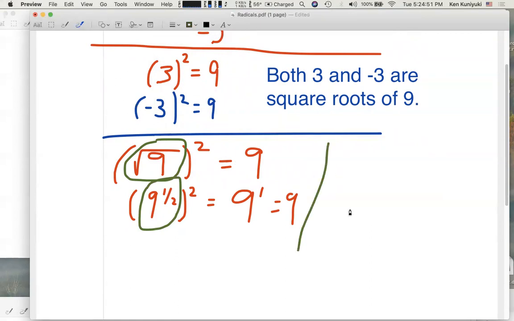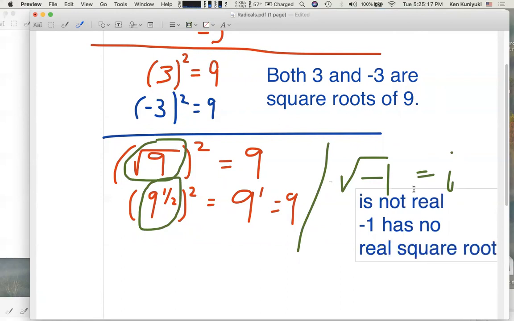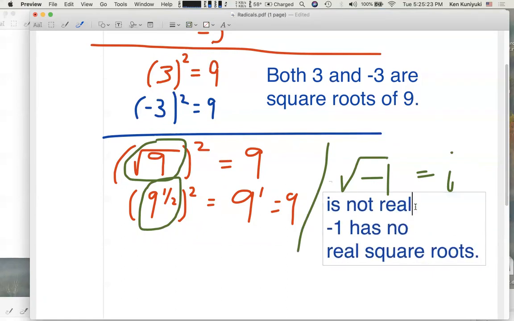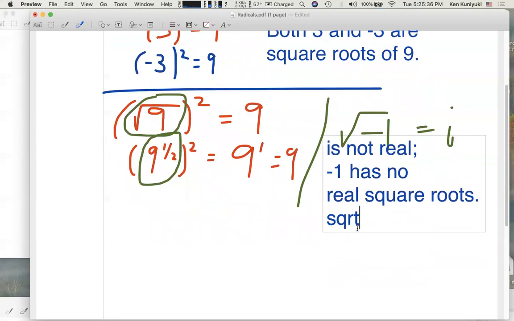By the way, if you have the square root of negative 1, that's not real. Later on, we're going to call it i, in chapter 2. But for right now, this is not real. Negative 1 has no real square roots. I'll write that. Negative 1 has no real square roots. By the way, I might abbreviate square roots, like if I'm chatting with people, SQRT. So in a chat, I might use SQRT as an abbreviation for square root.